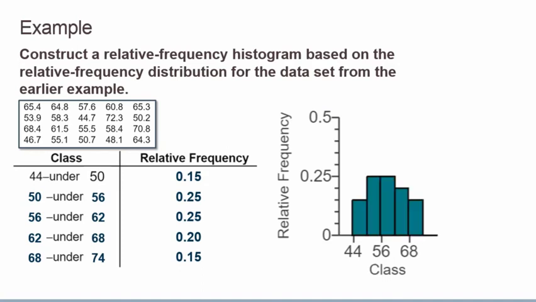Again, the bars are touching. The relative frequency is the height of each bar, so my first bar has a height of 0.15, my second bar has a height of 0.25, the third bar has a height of 0.25, the fourth bar has a height of 0.2, and the fifth bar has a height of 0.15.